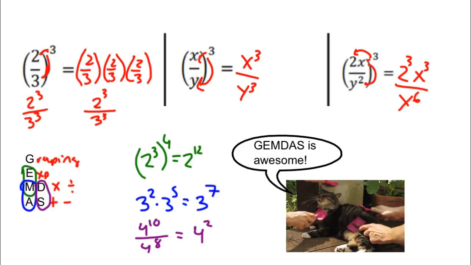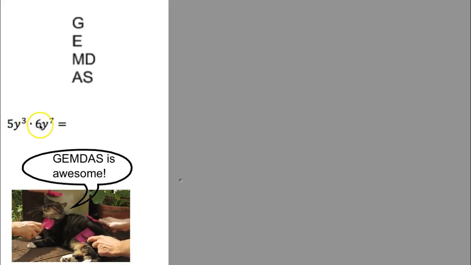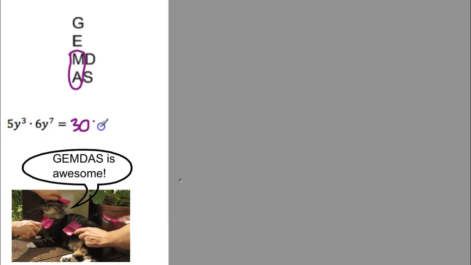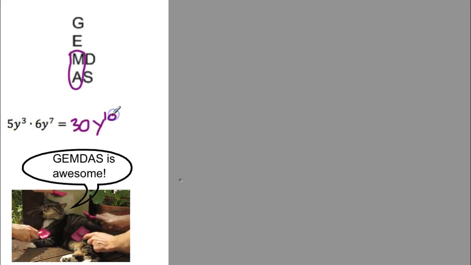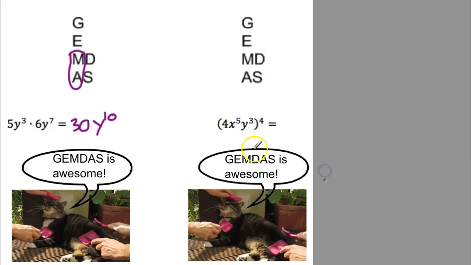Genius. Let's do some more examples. So what do we got here? 5y to the third power times 6y to the seventh power. So we're multiplying. There's the M. So what are we going to do with the exponents? We're going to add them. So the 5 and the 6, well, they're not the same base, so I just do regular multiply, 30. And then y, they have the same base. We said we're going to add them. 3 plus 7 is 10. Done. I'm moving on.